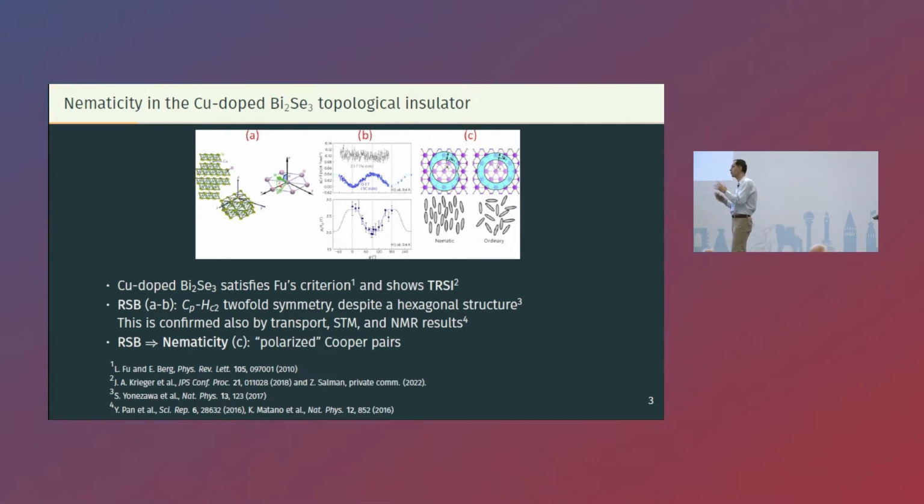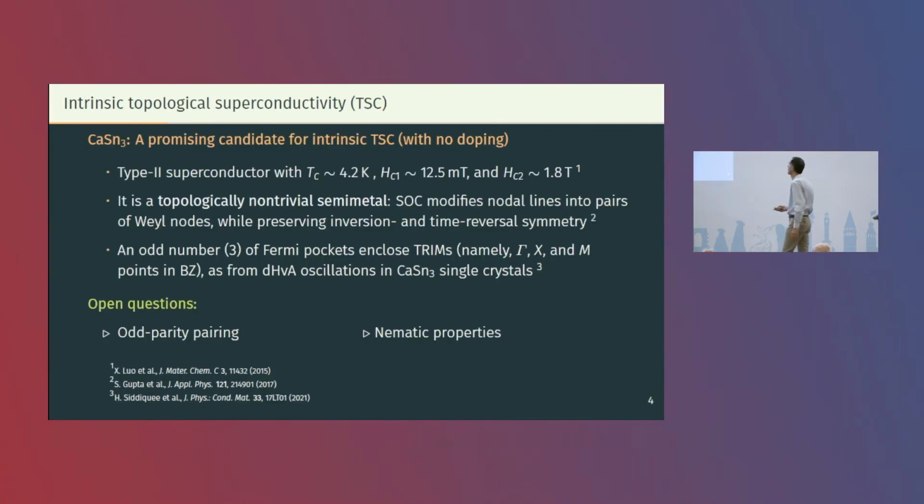But if you have more, you can talk about the class, so what they behave as a class. This is our next slide. We spotted this, it's called calcium stannide, so tin calcium, basically. It's a very promising candidate, but to claim it as a topological nematic superconductor, we have to do the measurements.